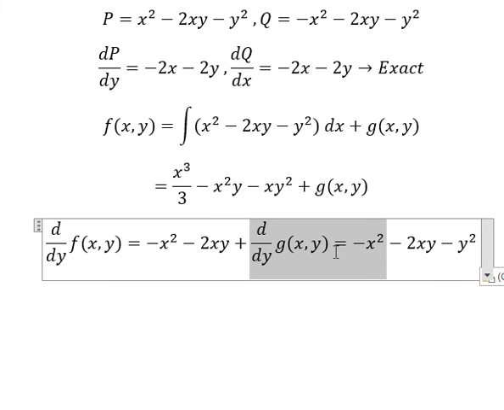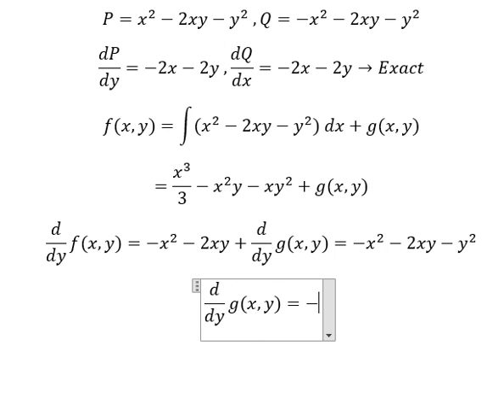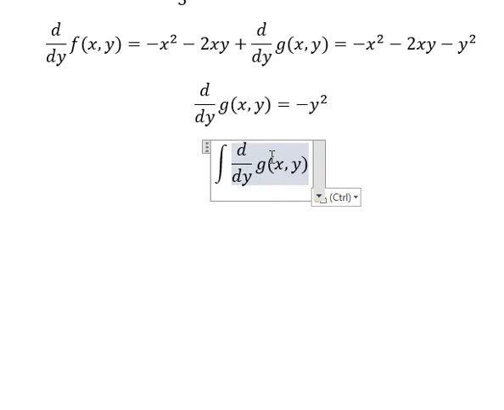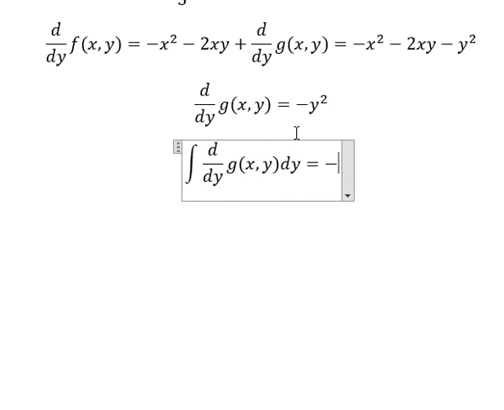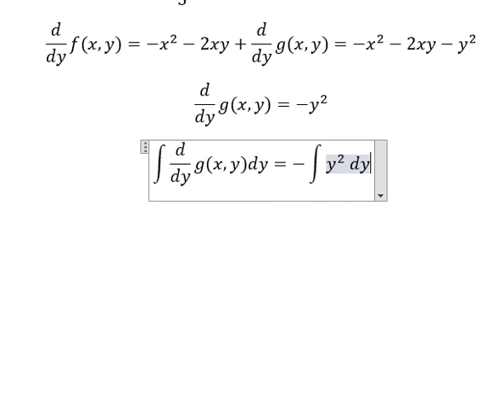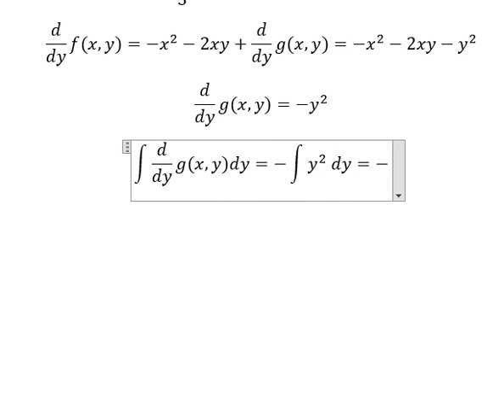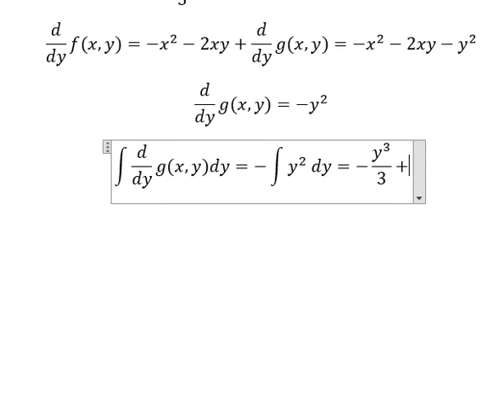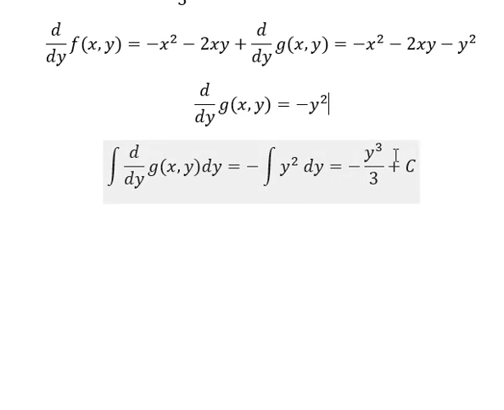And now we simplify for both sides. We have negative y squared. Next, we put the integration for both sides. This one we have negative y to the power of 3 over 3, and I will put c.